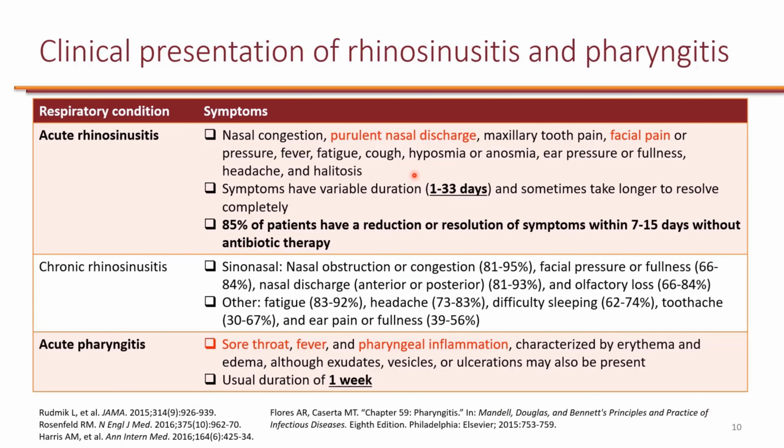The symptoms of acute rhinosinusitis include nasal congestion and purulent nasal discharge. And if you keep in mind the anatomy of the sinuses, you'll see that these patients can also have maxillary tooth pain, facial pain, or pressure. And of course, these patients can also have fever, fatigue, cough, hyposmia, or anosmia, which is basically reduced ability to smell or the lack of ability to smell. They can also have ear pressure or fullness, headache, and halitosis. Symptoms usually last between a day up to 33 days, depending on what's the underlying cause.